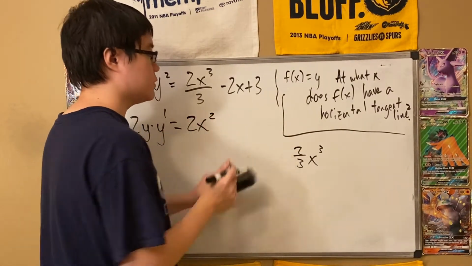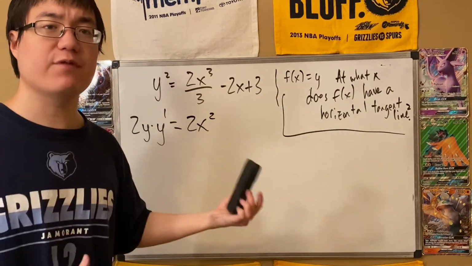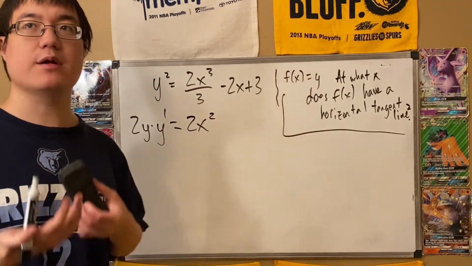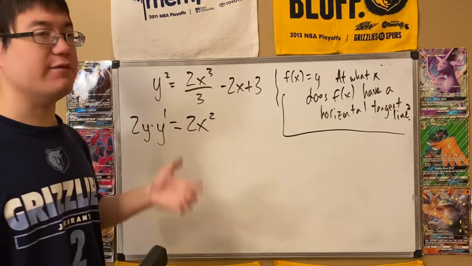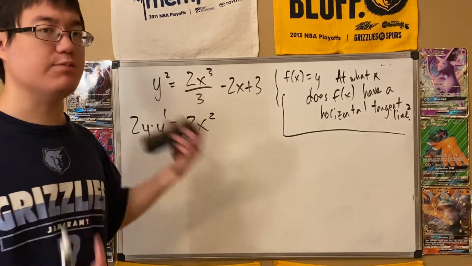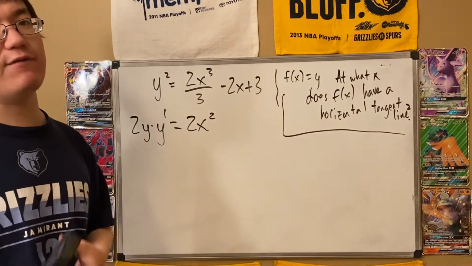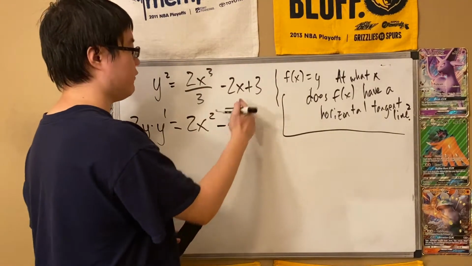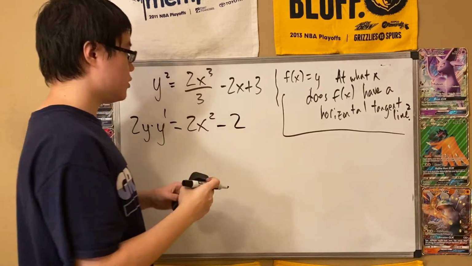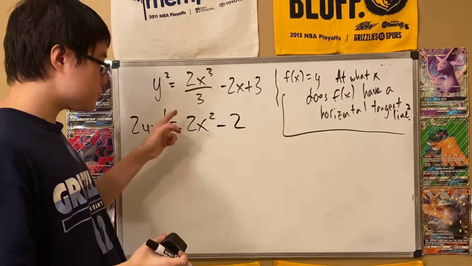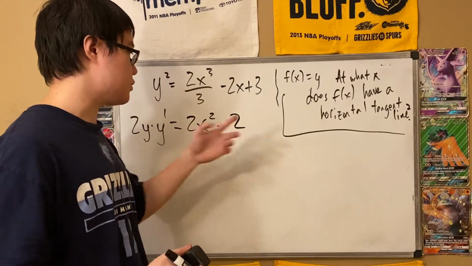So just be wary that sometimes there are different ways to take derivatives, but some ways are better than others. In this case, the derivative of 2x cubed over 3 is better done with the power rule as opposed to the quotient rule because 3 doesn't have any x terms. Finally, what's the derivative of 2x? Well, that's just 2. So it looks like we have this simple function, 2x squared minus 2.